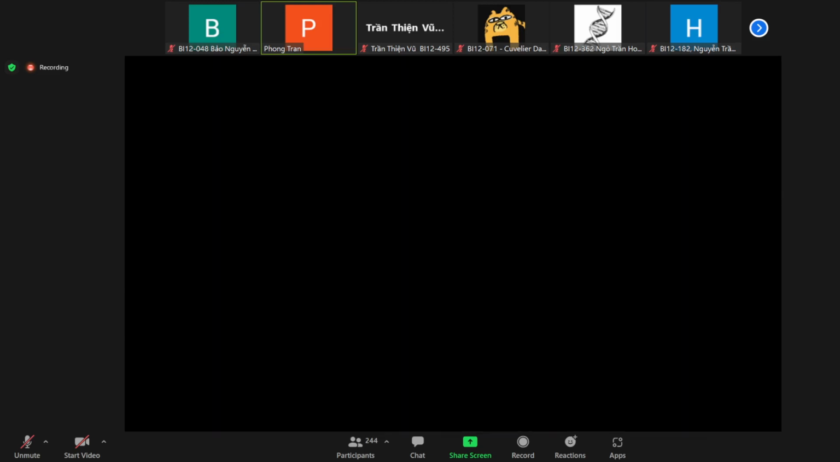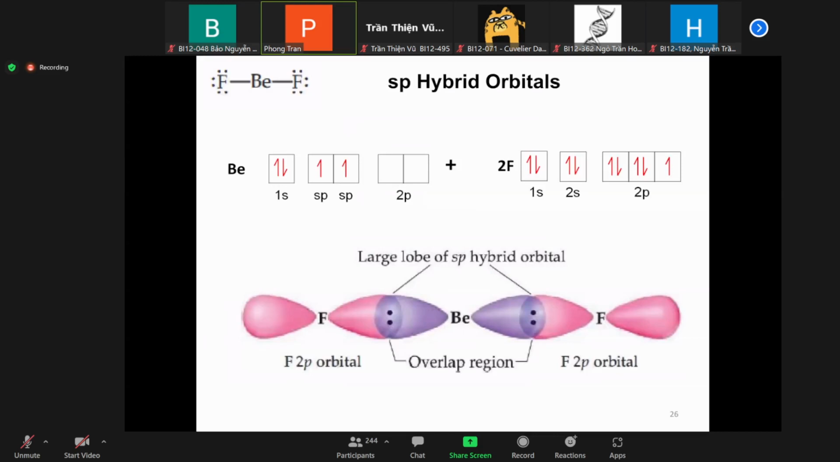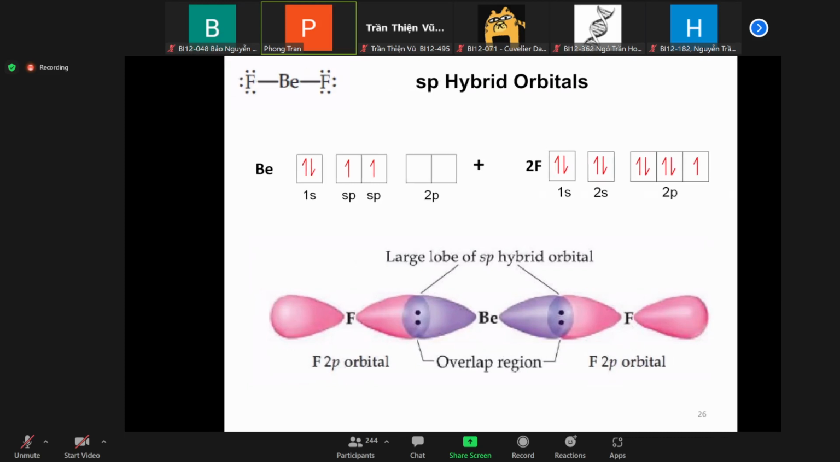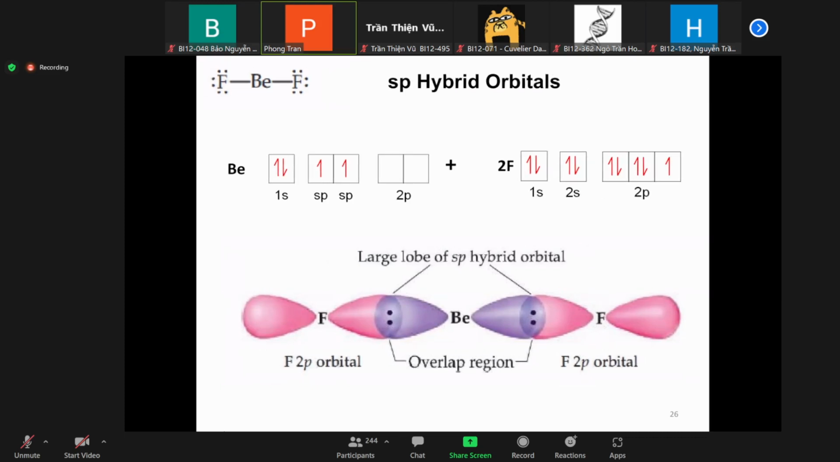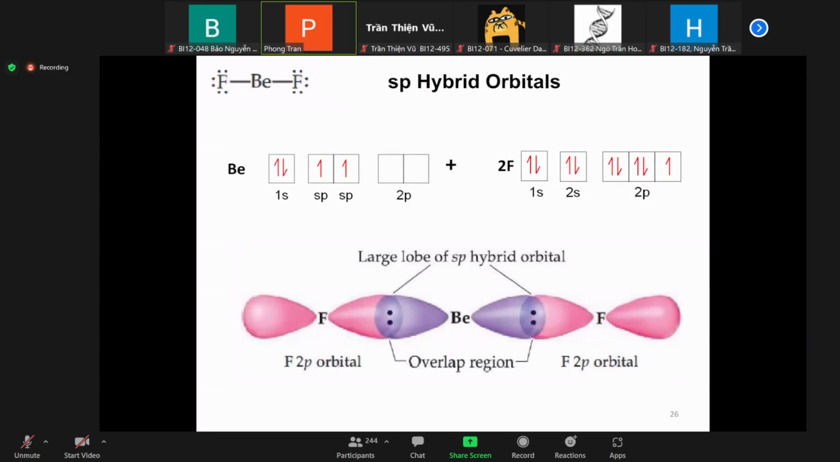So then you take the 2 hybrid orbitals to overlap with the 2 orbitals p of the fluoride. So you create 1 sp hybrid and 1 p orbital to create 1 single bond. So in total, with 2 hybrid orbitals and 2 orbitals p from 2 atoms of fluoride, you create 2 single bonds.